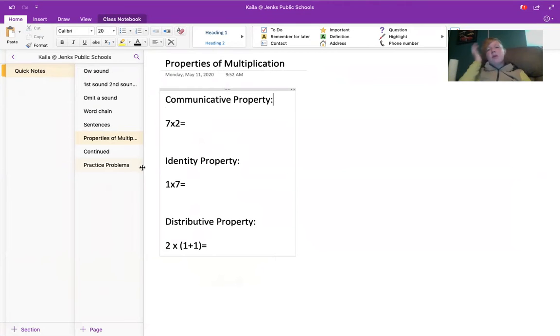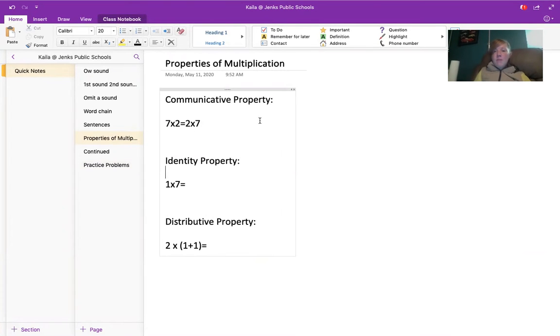Okay, so the first one is the commutative property, and if you remember from last week, what was our key word for the commutative property? To flip it. So we have 7 times 2, and what we do is 7 times 2 equals 2 times 7. We flip it. What it's saying is that 7 times 2 is going to equal the same thing as 2 times 7. It doesn't matter the order.